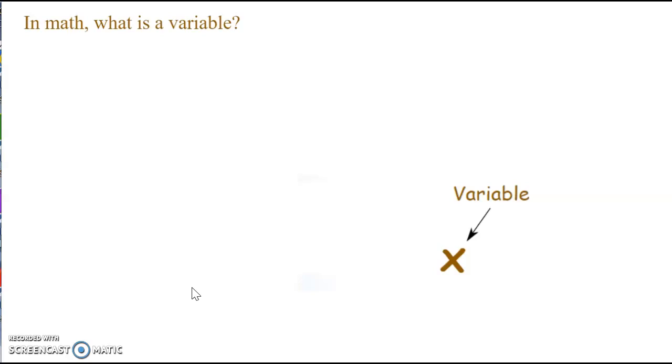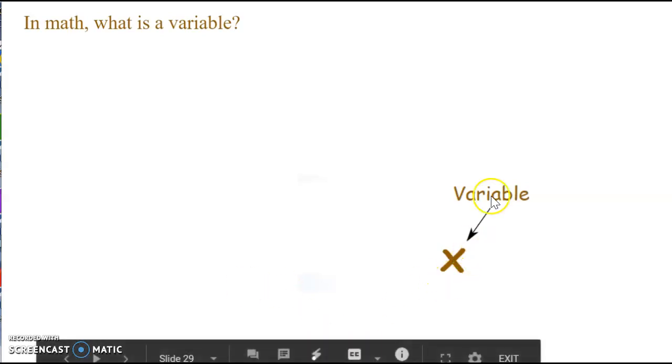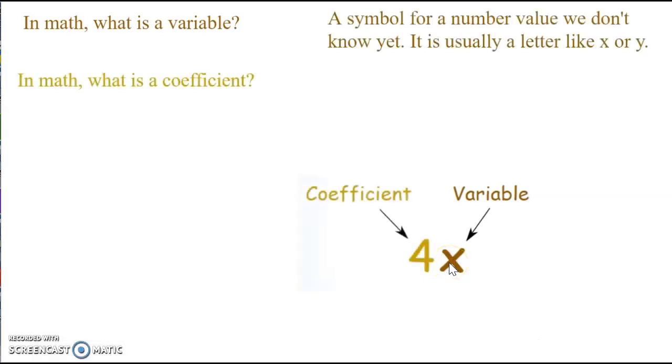So we're going to do some vocabulary work. What are some of the vocabulary that you're going to see in equations? Well, x. We call this the variable because it represents a number that we don't know yet. Okay, it's a placeholder, so it's usually a letter like x or y or any letter in the alphabet.